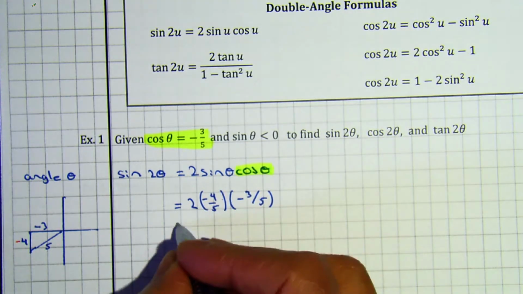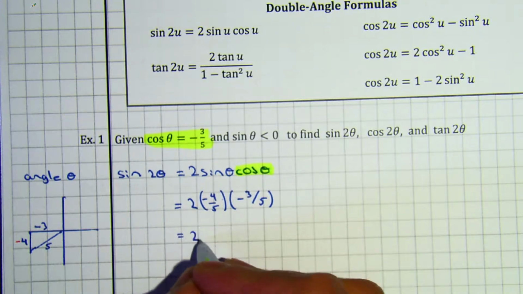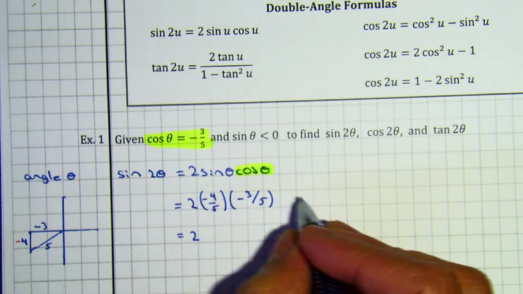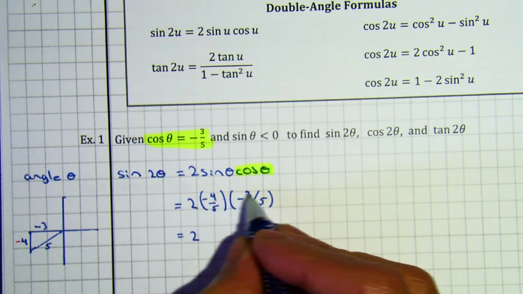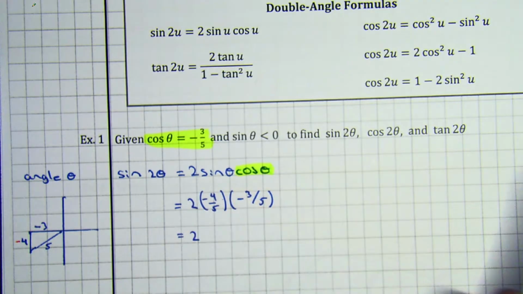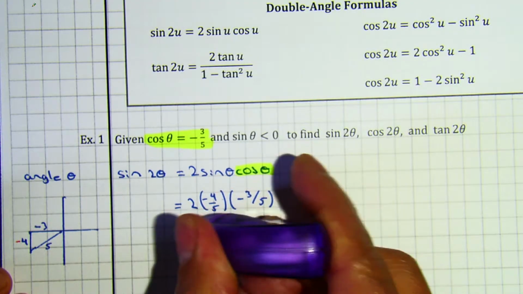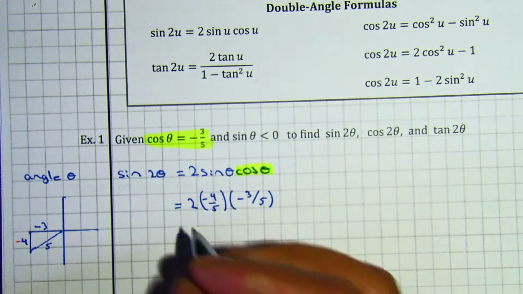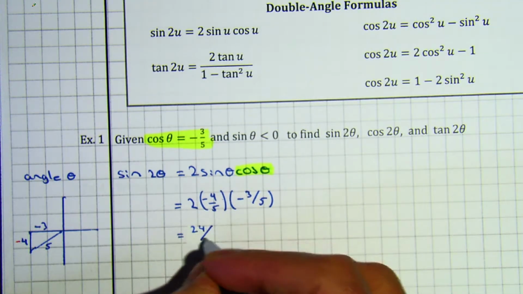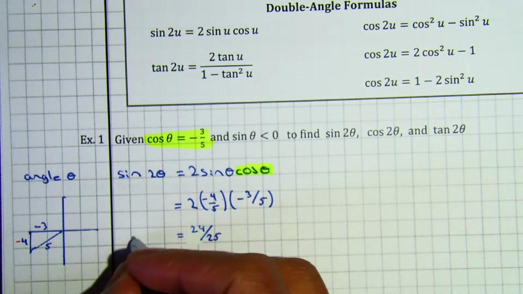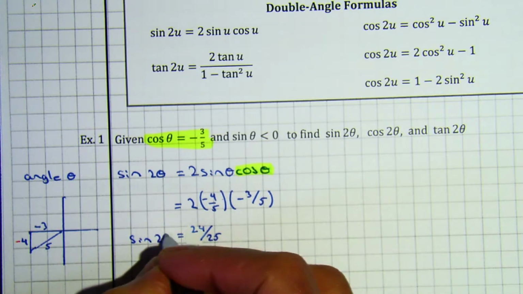And I can simplify this. That gives me 2. Well, let's just multiply out. That gives me 12 times 2 is 24. So it'll be +24/25, or just 24/25. And that is the sine of 2 theta.